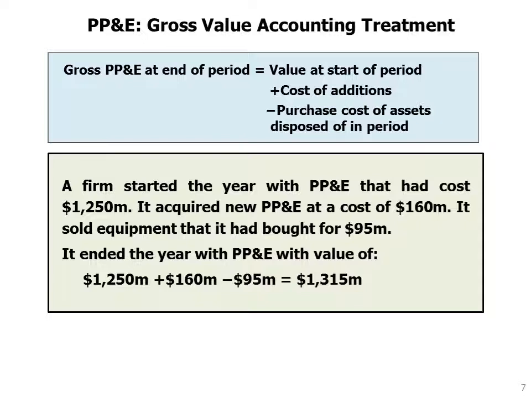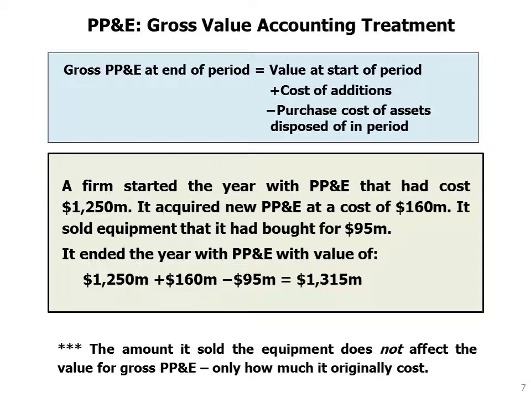So it ended the year with PP&E with a value of the starting value of 1,250 plus additions of 160, less the cost of the assets that were disposed of, 95, which gives the end of year value of 1,315 million. And that's just a note. The amount it sold the equipment for does not affect the value of the gross PP&E, only how much it originally cost.